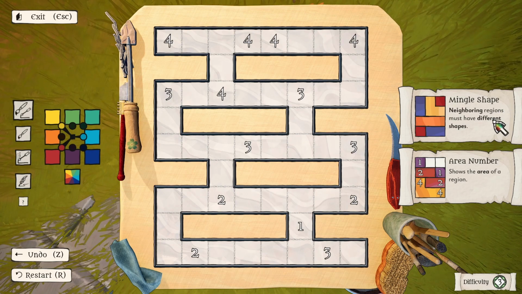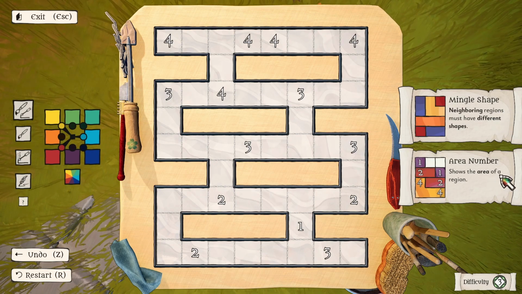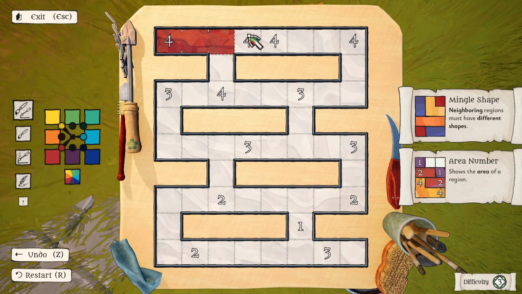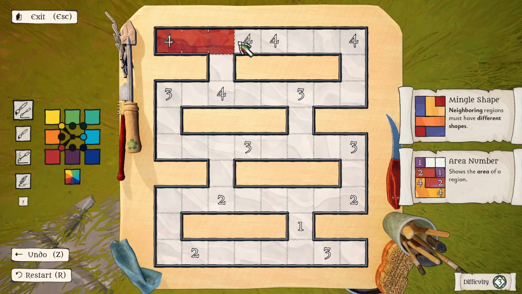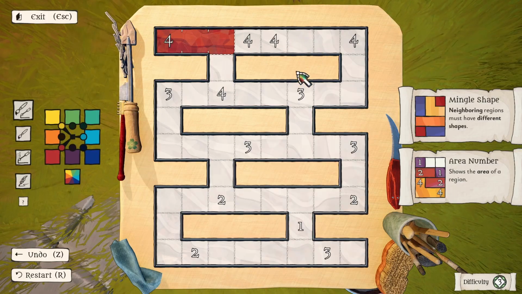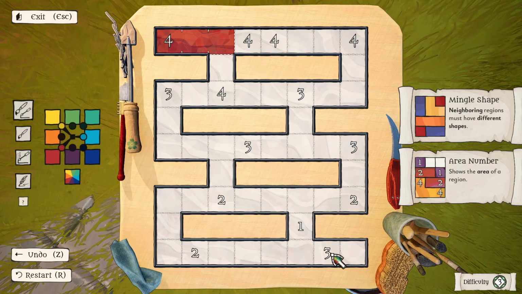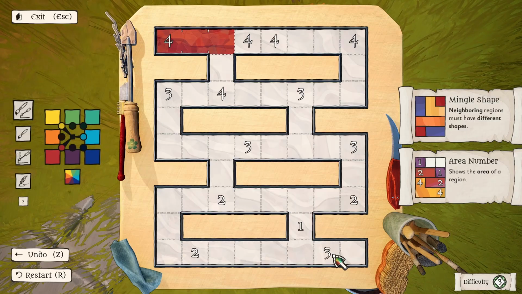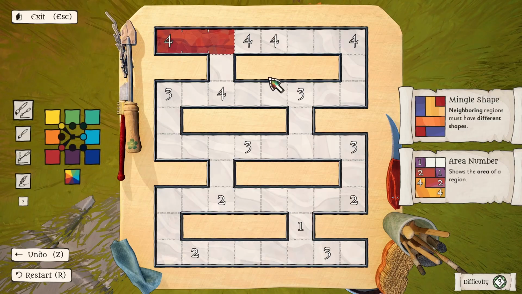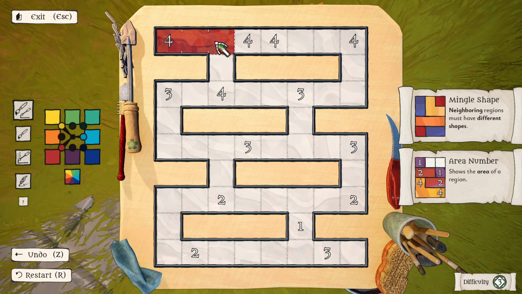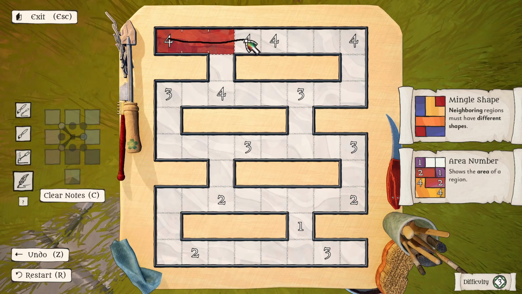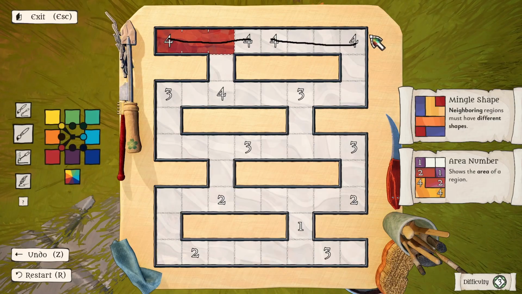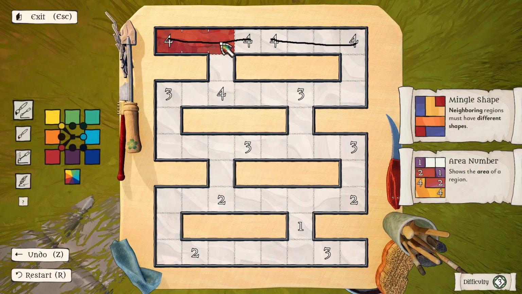Neighboring regions must have different shapes, and area number shows the area of a region. So this 4 does all that. It might take that. In fact, no, we don't know that it definitely does. Neighboring regions must have different shapes. Okay, yes. If this region were to take that, this region would be exactly the same. Therefore, that's not what happens.